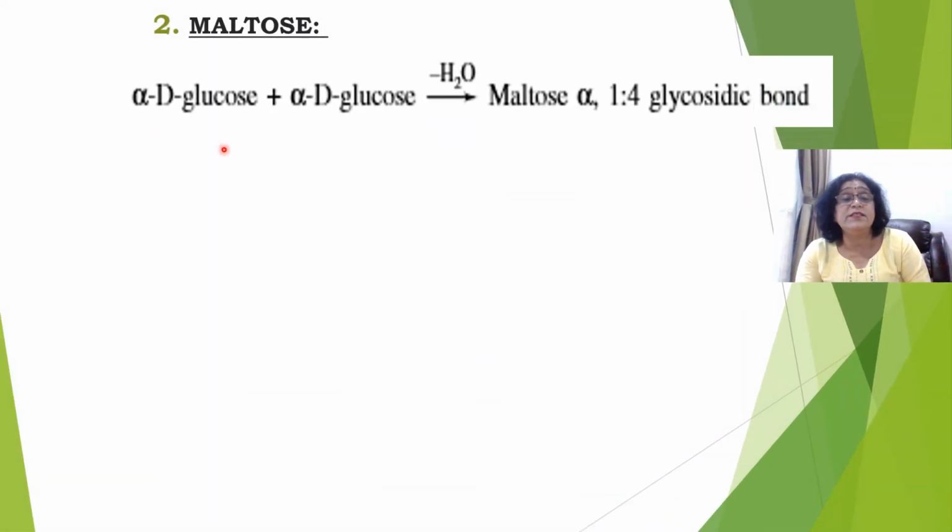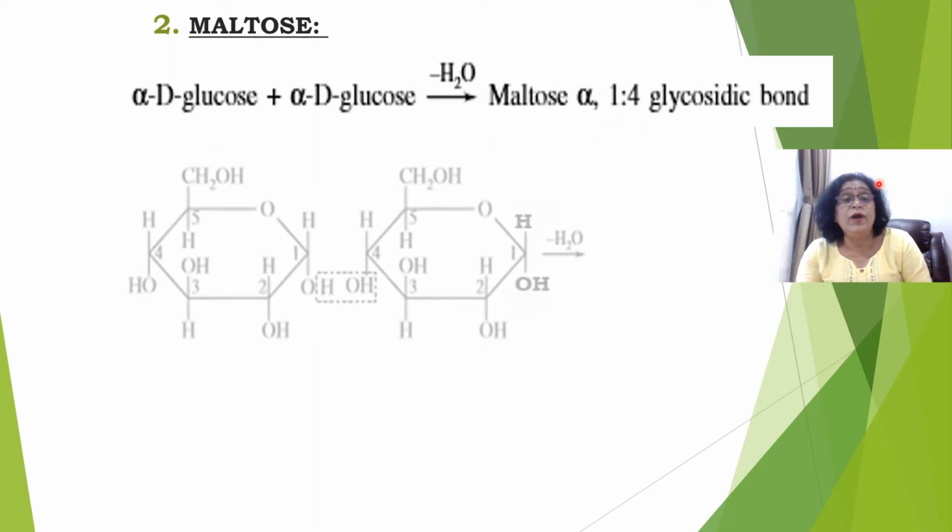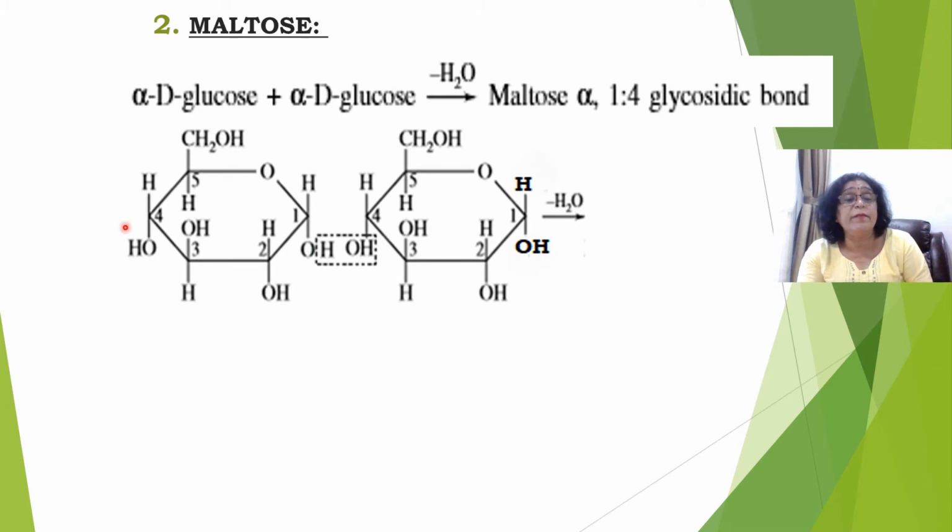Now let's see the next disaccharide, maltose. Maltose is made up of alpha D glucose, 2 units of alpha D glucose. So 2 molecules of alpha D glucose combine to form maltose. Now alpha D glucose structure we are familiar with. It is a 6-membered ring. First carbon has H on the top, OH below. That is why it is called alpha D glucose.